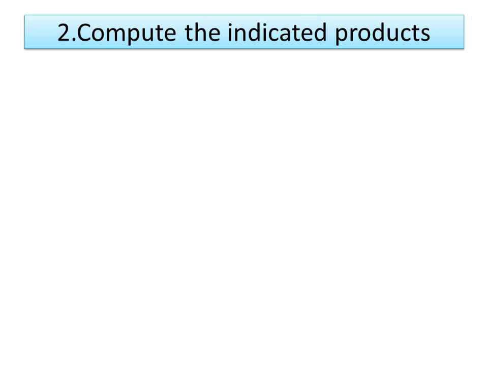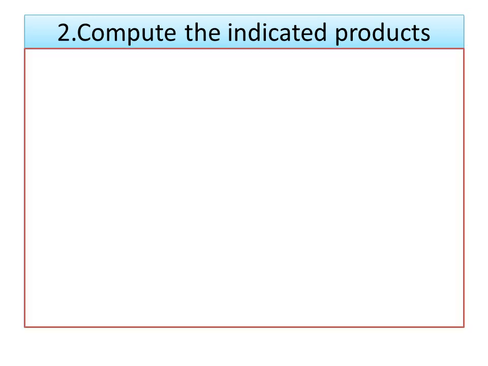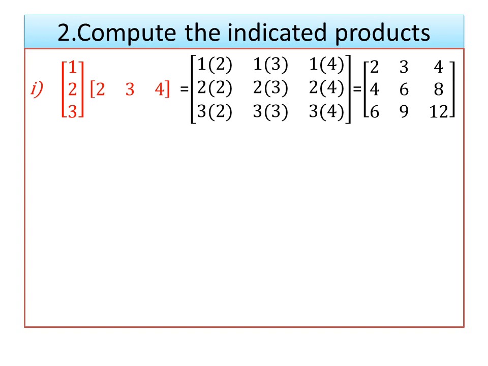Next problem is compute the indicated products. First one, the product of [1; 2; 3] to the [2, 3, 4]. Since first matrix is of order 3 by 1, second matrix is of order 1 by 3. If I multiply these two matrices, as a result I should get a matrix of order 3 by 3.